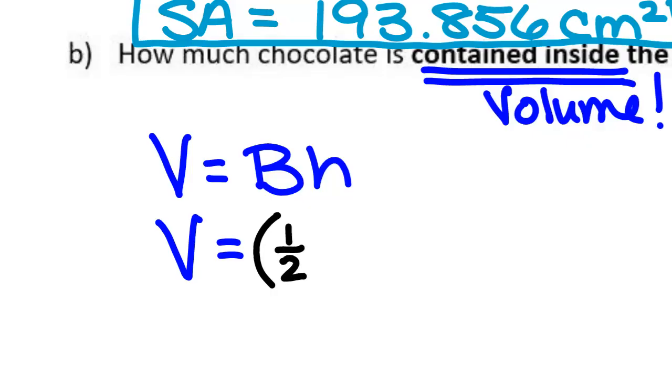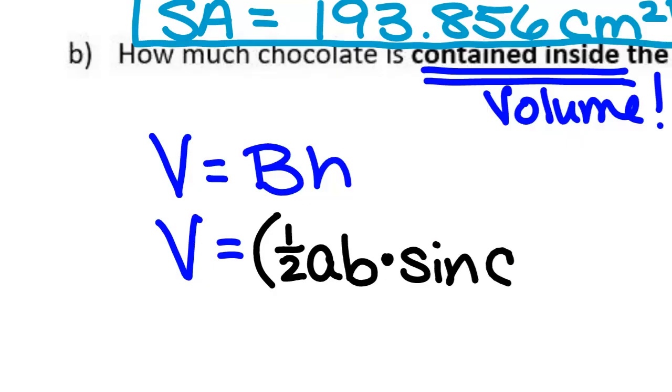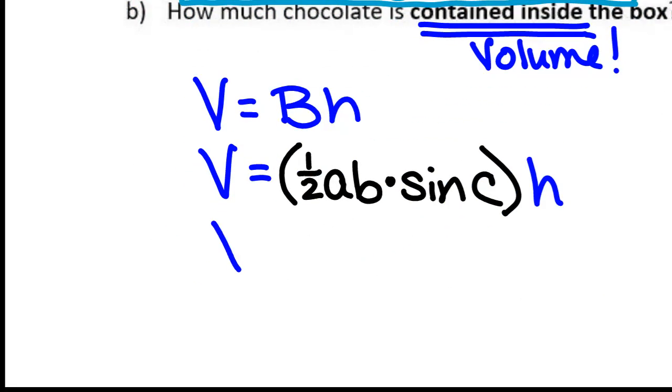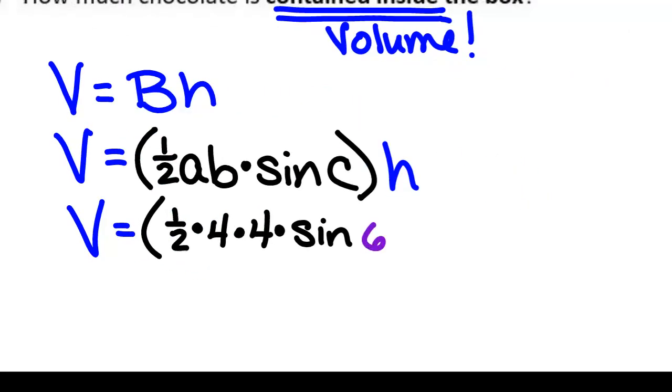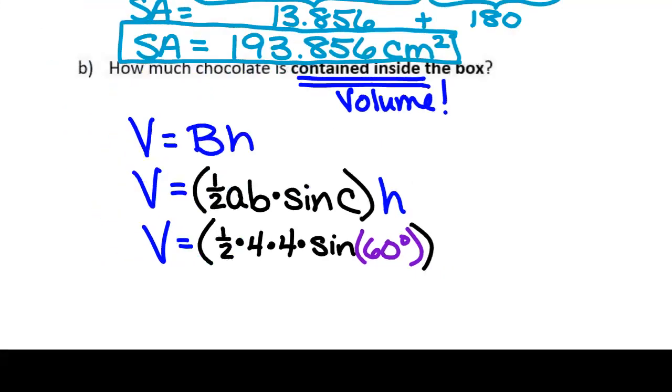1/2 AB times the sine of angle C times the height. What goes in for A and for B? 4. So 1/2 times 4 times 4 times the sine of what? 60 degrees. Make sure you close the parentheses around the 60 degrees before you put in the height. What is the height?